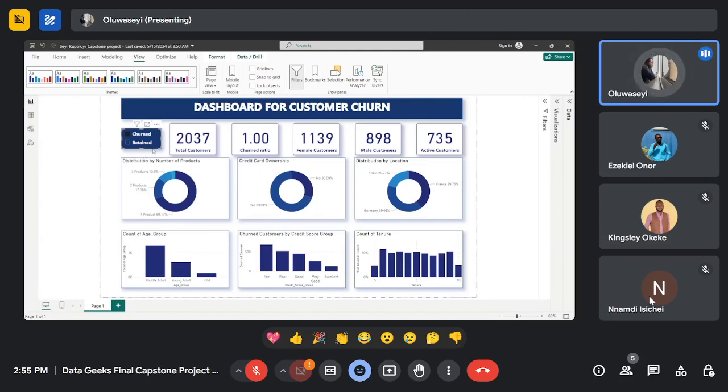Let's move to churned customers by credit score group. Originally, we had fair in front, and now fair is still in front. Without my slicer, the general data is showing fair, followed by good. But let's look at the churn data. The poor people are churning. The fair is sort of staying in the same position, so I'm not going to comment on that. But you will notice that the poor people are churning.